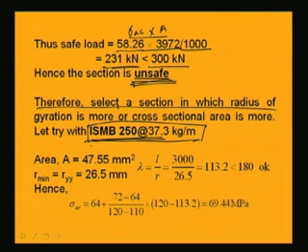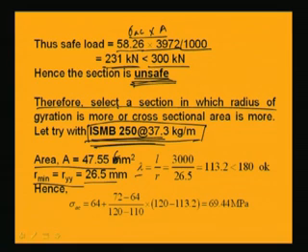So, now let us try with this ISMB 250 at 37.3 kg per meter. As per the handbook, area is given which is 47.55 centimeter square, and RYY is equal to R minimum which is given 26.5 millimeter.